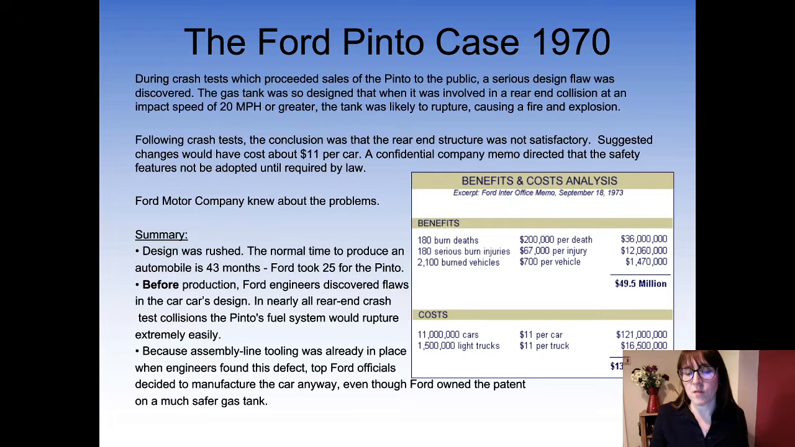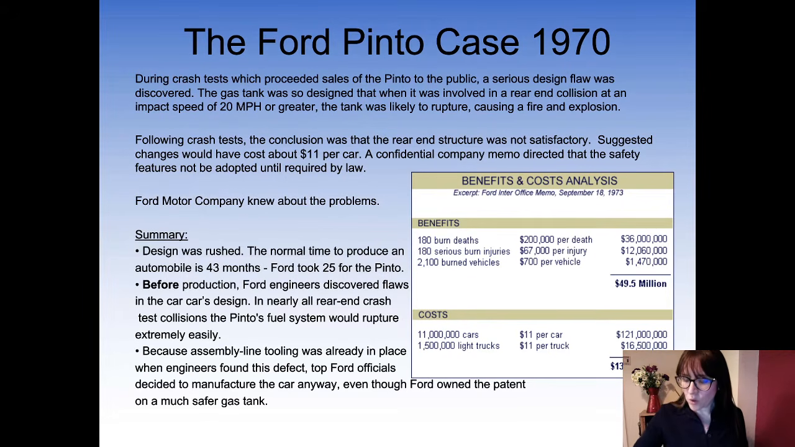Obviously, they were found out about this, and later on the laws were changed. When manufacturers did find these sorts of issues, they had to then declare them or change them, take something off the shelves, for example. But in this case, they weighed up the cost of death versus the cost of changing the cars.